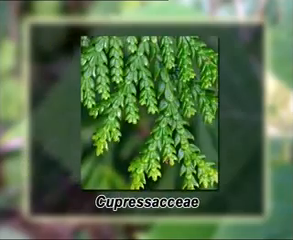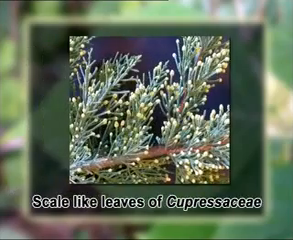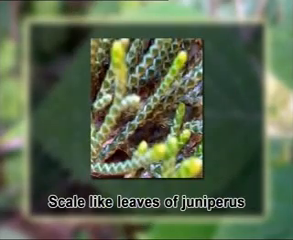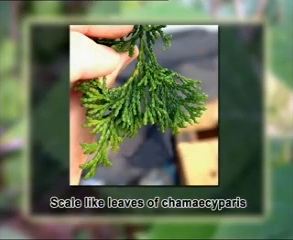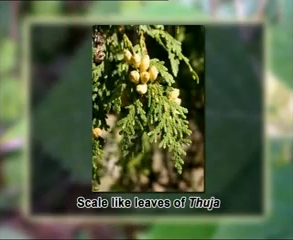Many species in the cypress family, that's Cupressaceae, have overlapping scale-like leaves, only 1 to 2 millimeters in length. This includes cypress, that's Cupressus species, junipers, that's Juniperus species, and cedars, that's species of Chamaecyparis and Thuja.